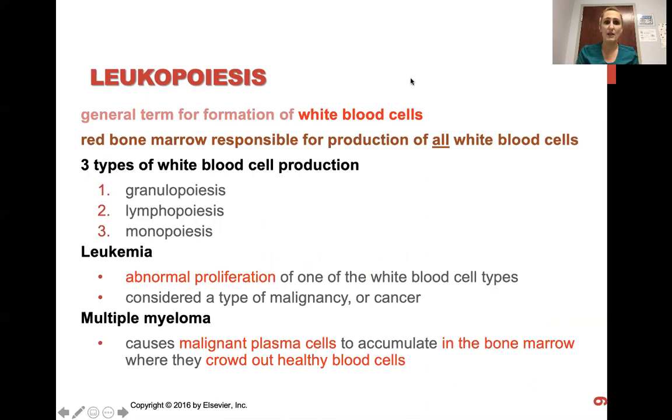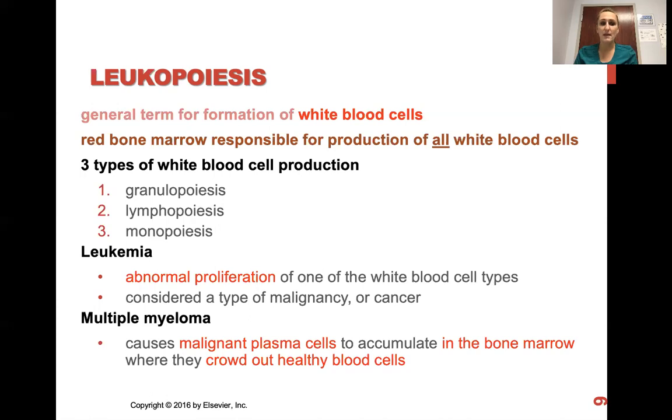Leukopoiesis, so the creation, the formation of white blood cells. That red bone marrow we discussed is responsible for production of all white blood cells. There are 3 types of white blood cell production, and that's just basically taking the 3 different main types of white blood cells and putting the word poiesis at the end. So there are granulocytes, so granulopoiesis, the formation of those types of white blood cells; lymphocytes, so lymphopoiesis is the formation of lymphocytes; and monopoiesis, the formation of monocytes.